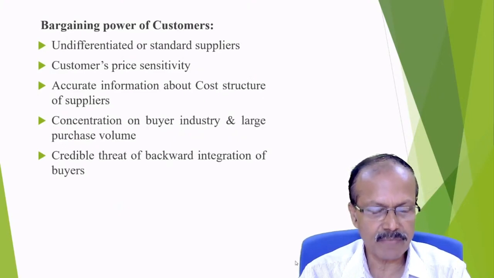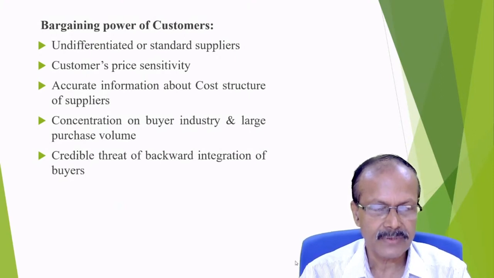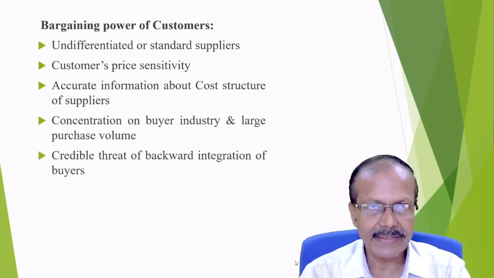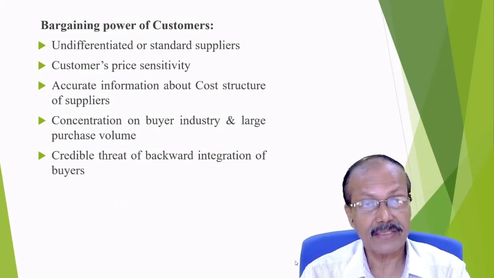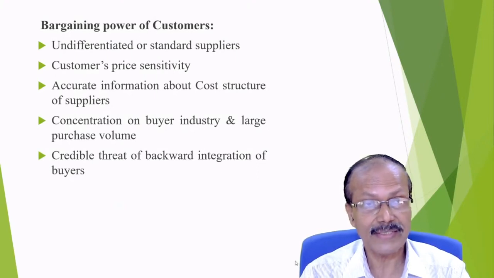With respect to the bargaining power of the customers, there is the factor of undifferentiated or standard suppliers, which is taken as a standard by the customers while purchasing products or services from the marketplace. Then the second factor which influences the customer is the customer's price sensitivity. Some of the customers are highly price sensitive. So for them, not only the price, but other related aspects matter, especially for consumer durable products, like what is the warranty period, what is the spare part cost, etc. So it is also related to the economy of purchase of a product.